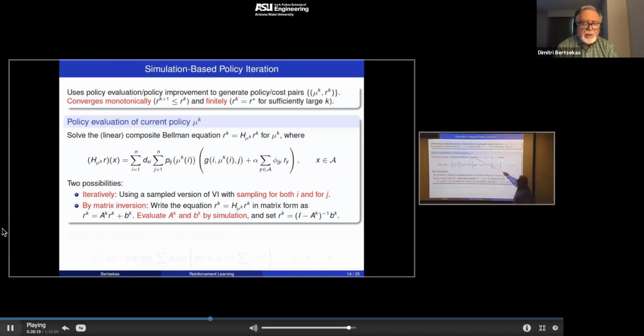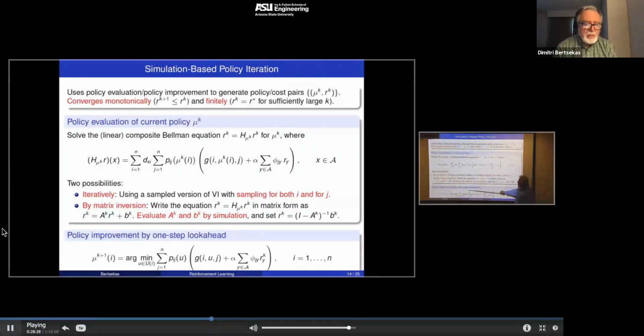So this is the policy evaluation phase of the current policy, and we have to do policy improvement. Policy improvement is done in the usual way by one step look ahead. I have the solution R star from the policy evaluation. I plug it into the usual policy improvement equation, and I obtain a new policy. Notice that there's an expectation here that will potentially bother us for some problems.